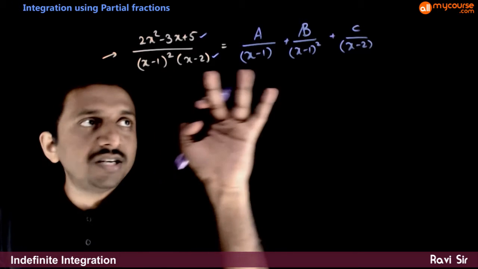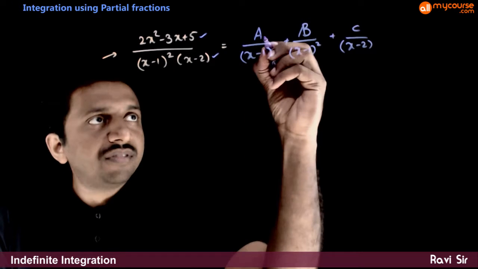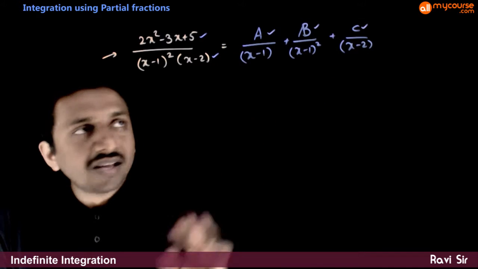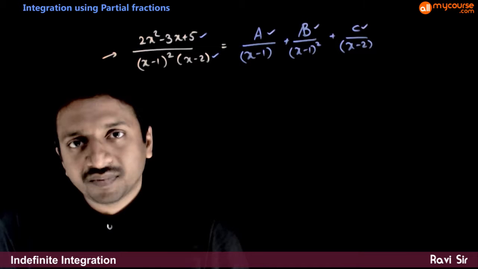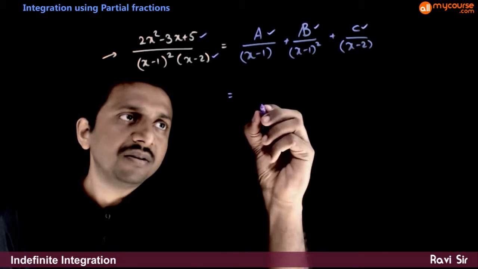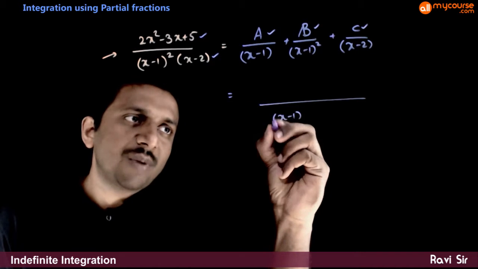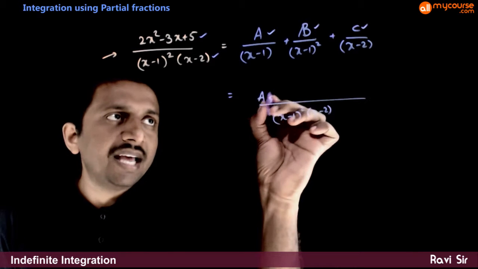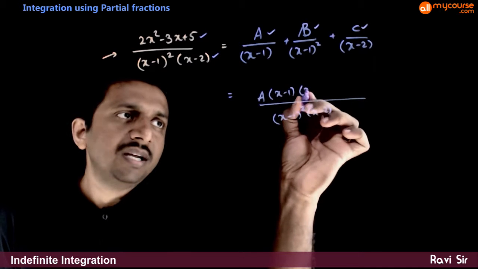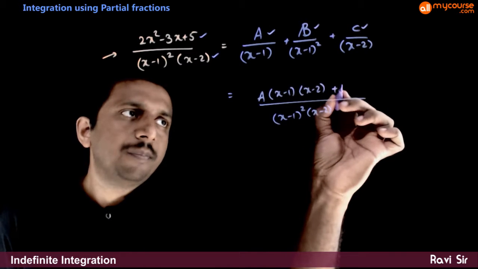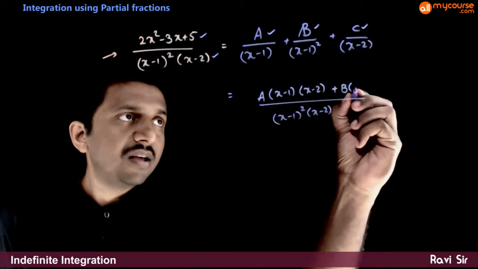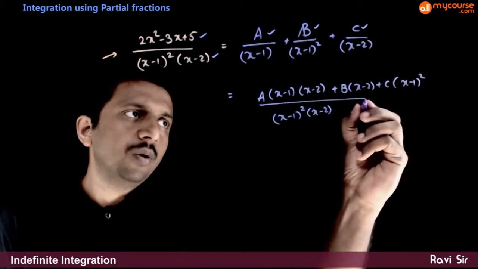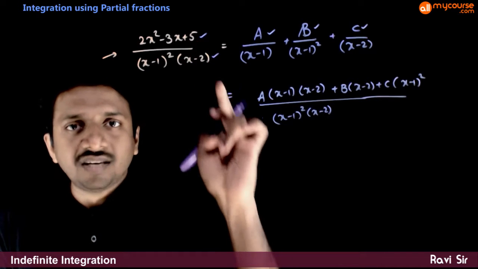Once you split this into three fractions, you have three unknowns here. So we take the LCM and find the three unknowns A, B, C. The process is quite simple. The LCM is x minus 1 whole square times x minus 2. So you have a times x minus 1 into x minus 2 plus b times x minus 2 plus c times x minus 1 whole square. So this is equal to this.